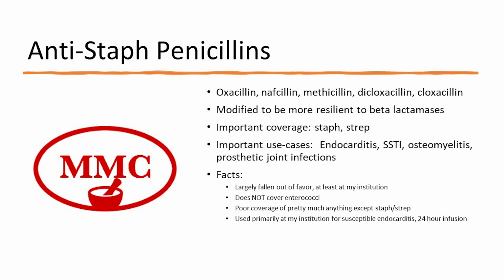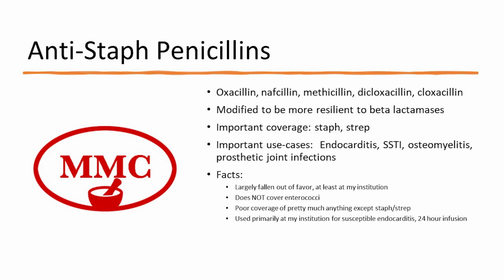So, important use cases, endocarditis. That's probably the biggest one that we see nowadays, at least at my institution. I'm not sure if it's different around the country or around the world, but endocarditis is the big one. Those are like the 24-hour drips of oxacillin, nafcillin, or methicillin, literally just going around the clock. And then you also have skin and soft tissue infections, but at least in terms of my area, these have largely fallen out of favor, osteomyelitis, and prosthetic joint infections.